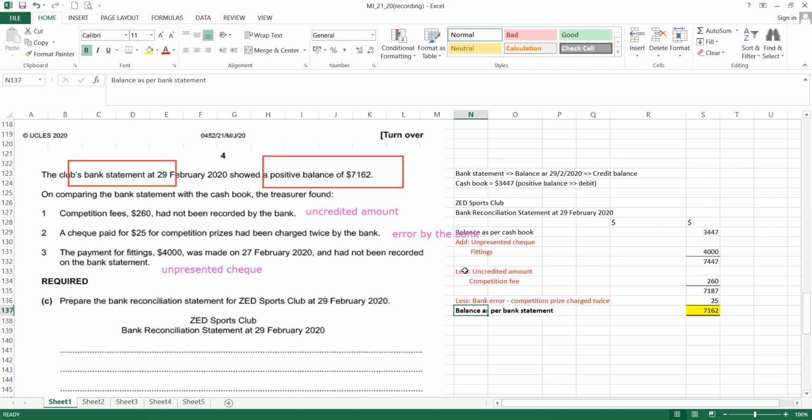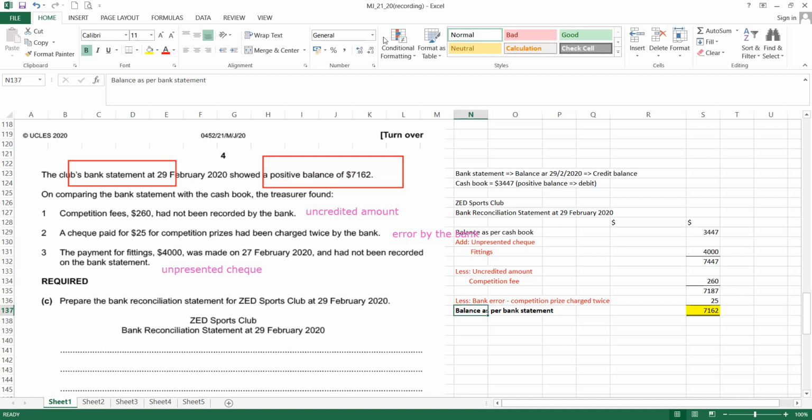Next is the uncredited amount. Uncredited amount means that our bank statement has not put in the money yet. That means the banker assumes this money is not received yet. So when the money is not received from the banker's point of view, we should less it in order to get back the bank statement amount. So that's why this is like a formula. When you start with the cash book, add unpresented check, less uncredited amount. The bank error can be add or minus depending on the question.